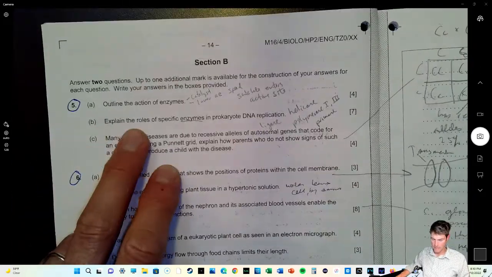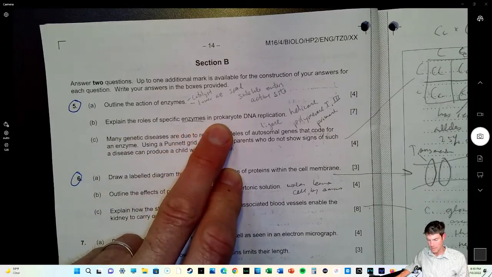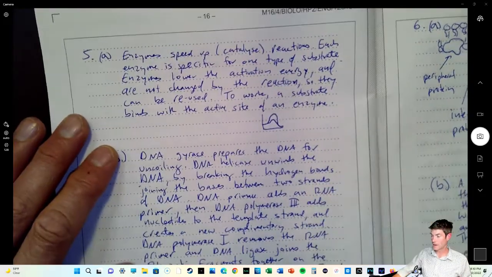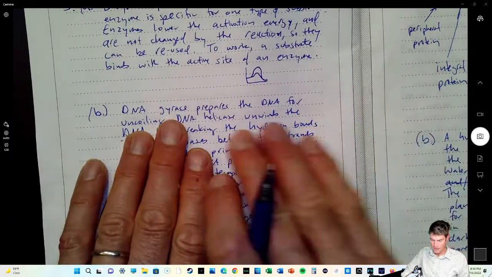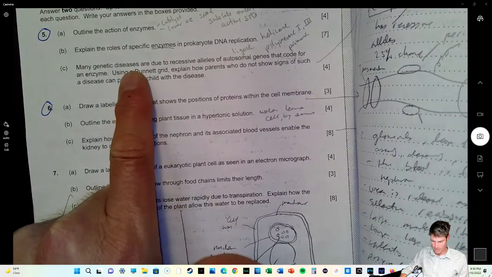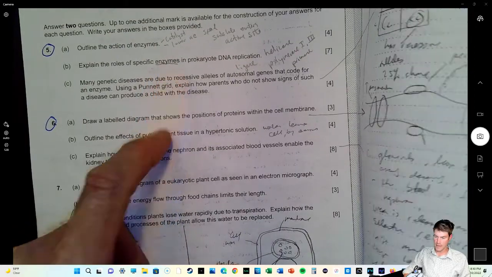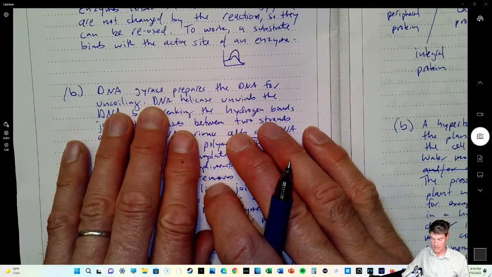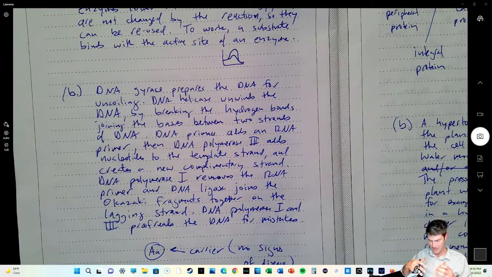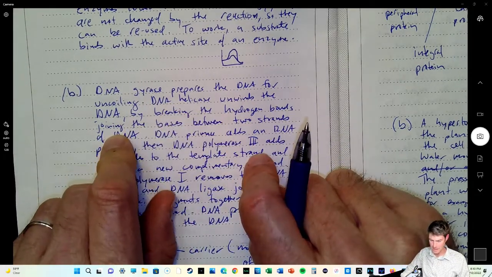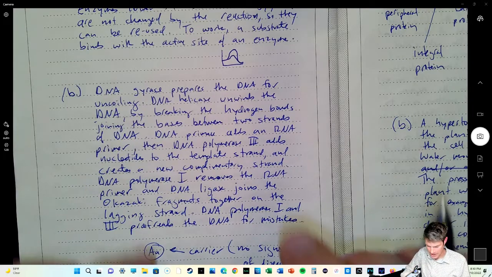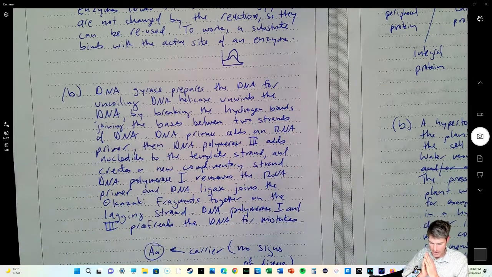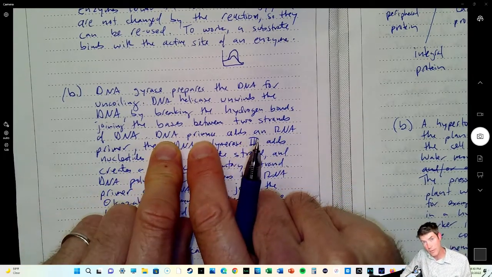The next question for number 5: explain the roles of specific enzymes in prokaryote DNA replication, which is very similar to eukaryotic replication. It mentions specifically enzymes, so you want to focus on the enzymes. You can start with DNA gyrase. That helps to uncoil the DNA, kind of loosen it up a little bit. Then the DNA helicase comes in and unwinds the DNA by breaking those hydrogen bonds at the base in between the 2 strands. And then the next step, we have DNA primase come in there.